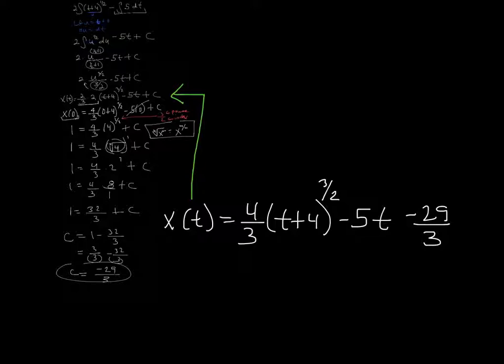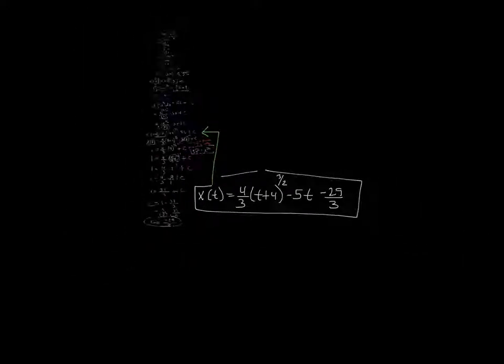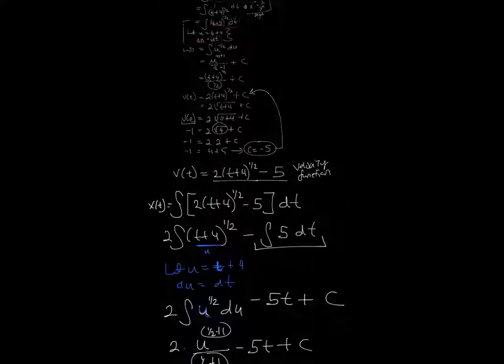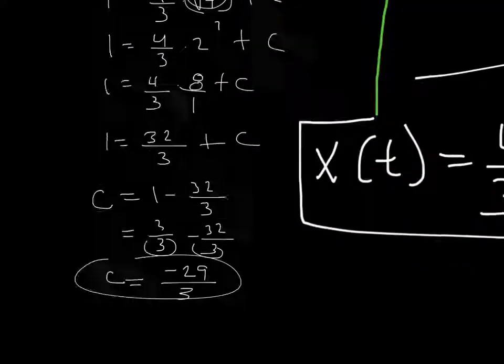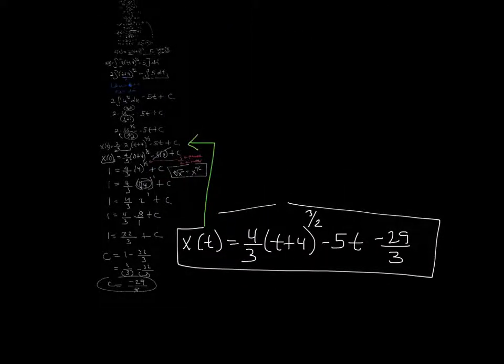I want to point out that this c, our constant of integration, was not 1. It was this rational number. So that's your position function. Wow, that was a good problem. This is a good test question. I had fun. I hope you guys had fun too. Isn't that cool? I love that. The beauty of mathematics. Hopefully there's no mistakes in there. Okay, that's number 16.